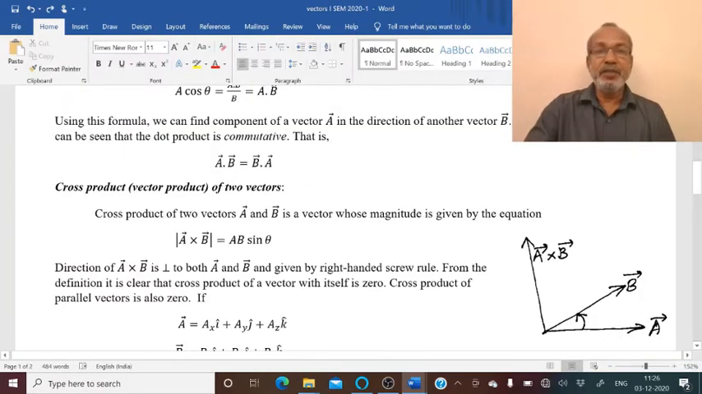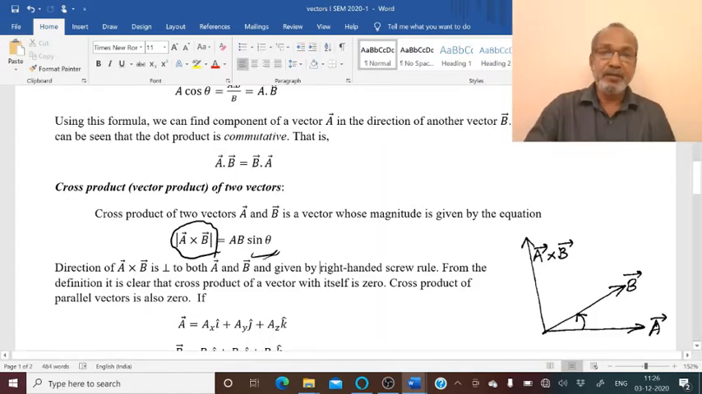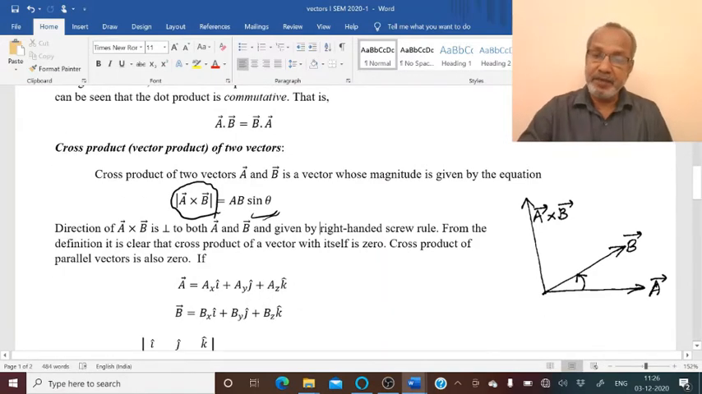Now we come to the definition of cross product or vector product. By definition, A cross B is a vector and its magnitude is given by AB sin theta. You can see it here. This is the magnitude of A cross B. It is given by AB sin theta, where theta is the angle between A and B. You can see it here.